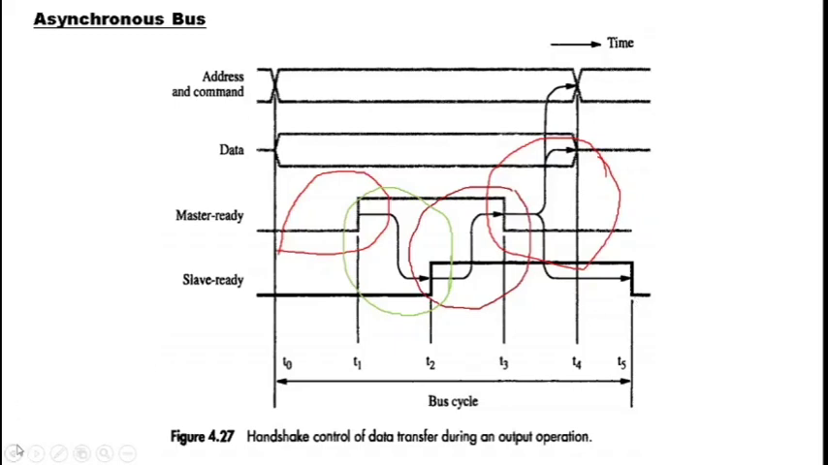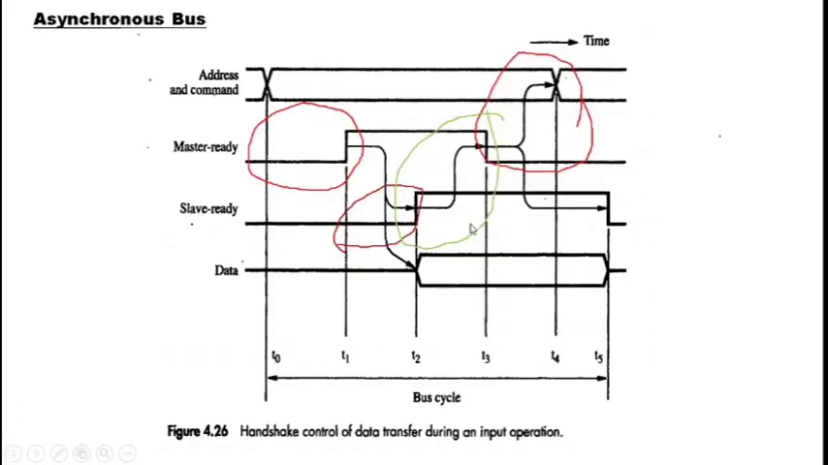Okay, similar is the case here. Our master is ending the transaction by T3, that is it has read the data from the slave, and the slave is going to take away its data from the bus by T5. Okay, so master's action is actually complemented by slave's action, or master signal is always complemented by slave signal. So this is a handshake mechanism.